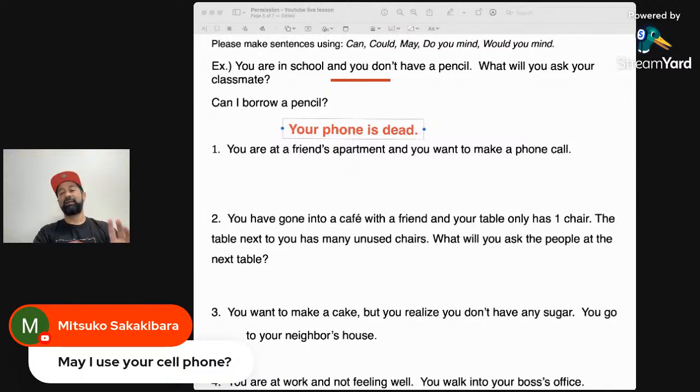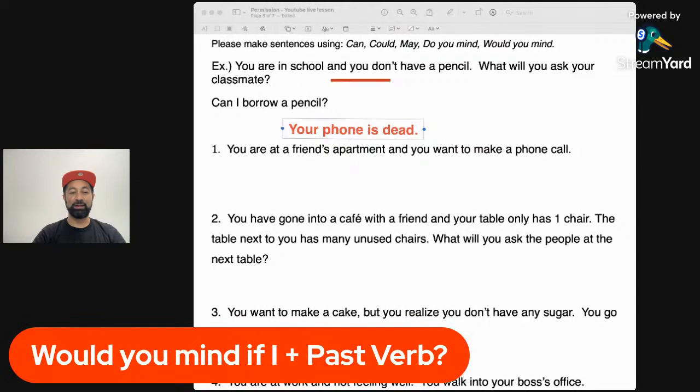And let's make our sentence really polite. Let's practice a little bit more difficult grammar. So in this situation, I'd like you to make a sentence, make a question using would you mind if I plus past verb. Would you mind if I plus past verb? So I'd like you to use this grammar structure for situation number 2. Would you mind if I plus the past verb?